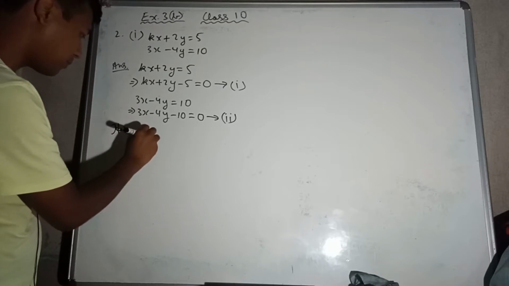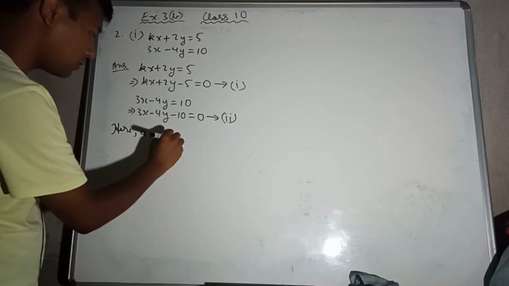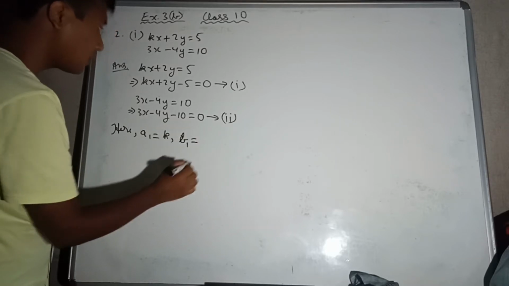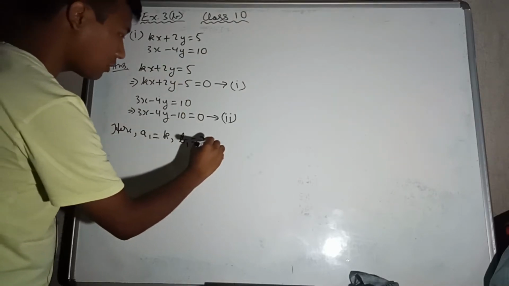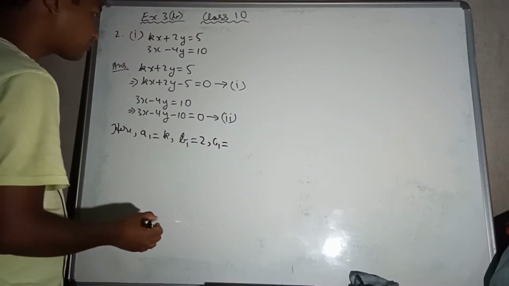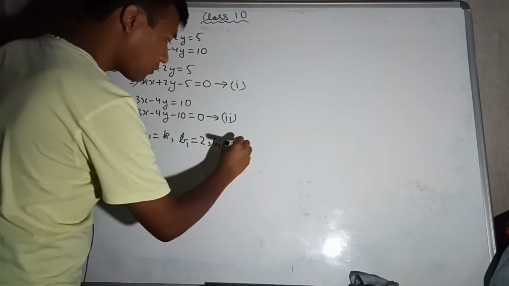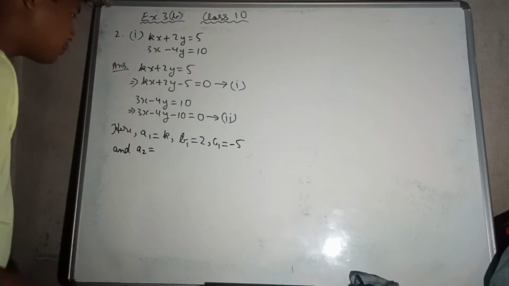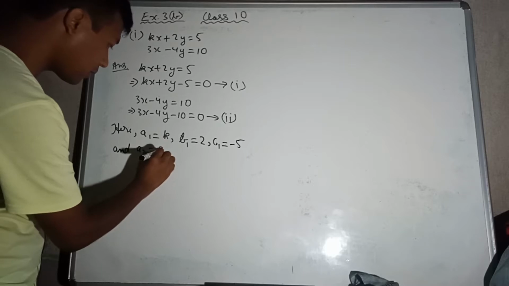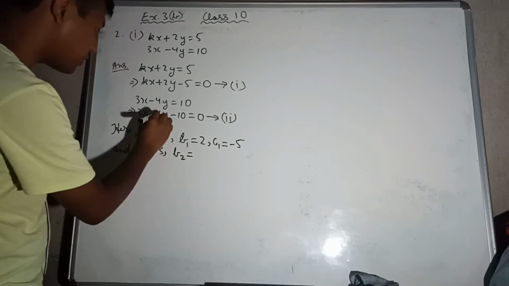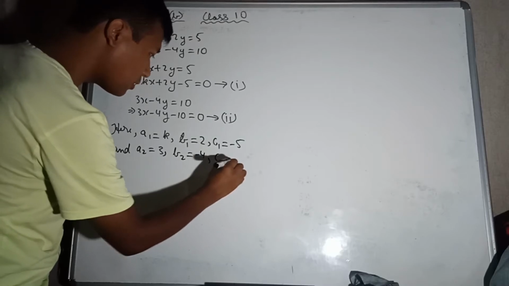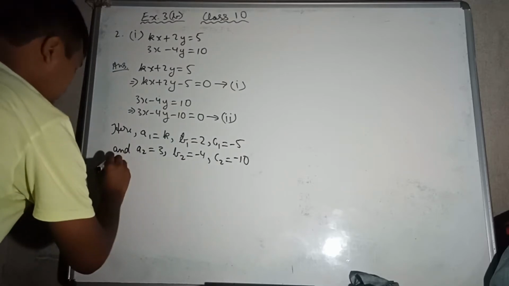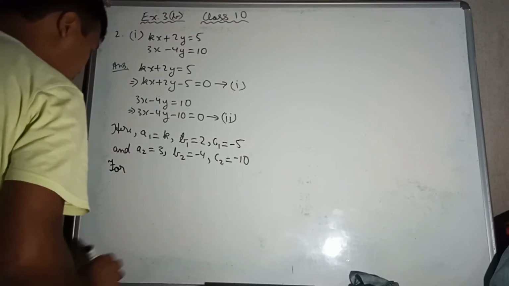Here a1 equal to k, b1 is equal to 2, c1 is minus 5, and a2 equal to 3, b2 is minus 4, c2 is minus 10.